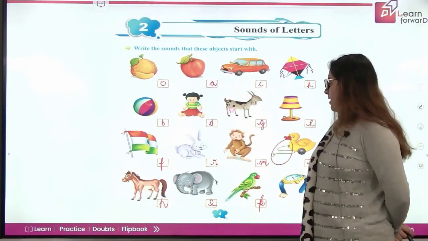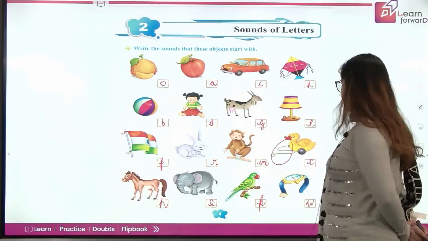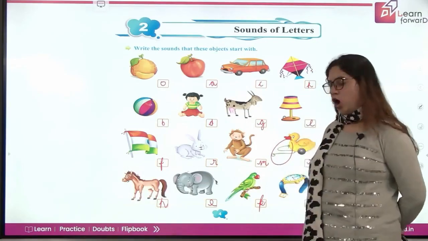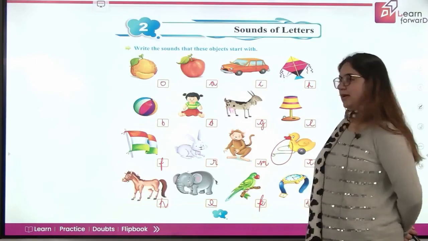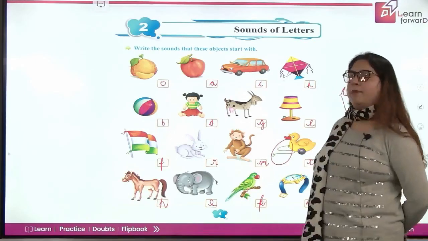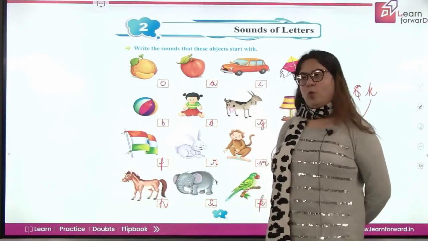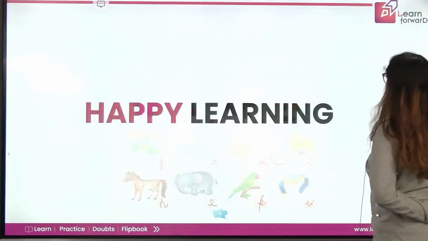Then we have M, monkey. Then we have T, toy. Then we have H, horse. Then we have E, elephant. Then we have P, parrot. Then we have W, watch. Very good. Let's move to the next.